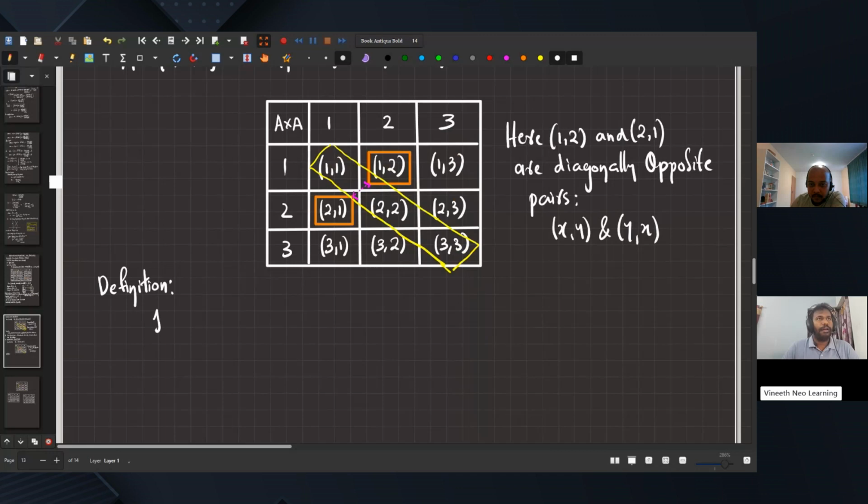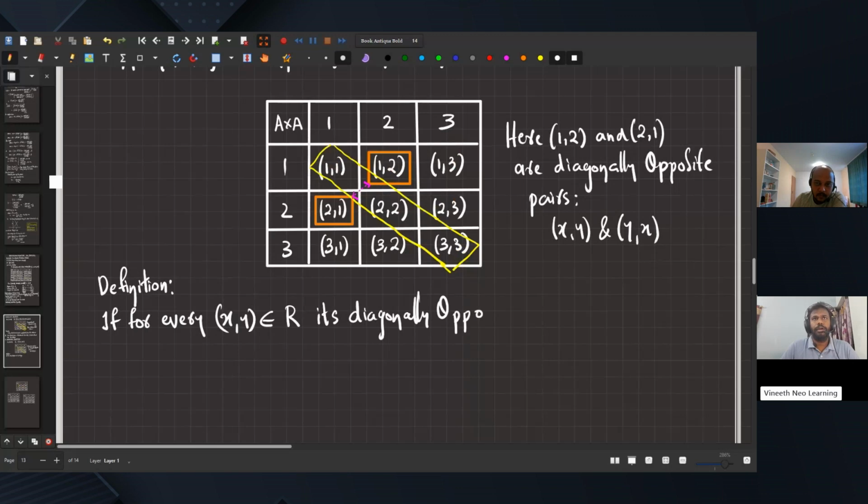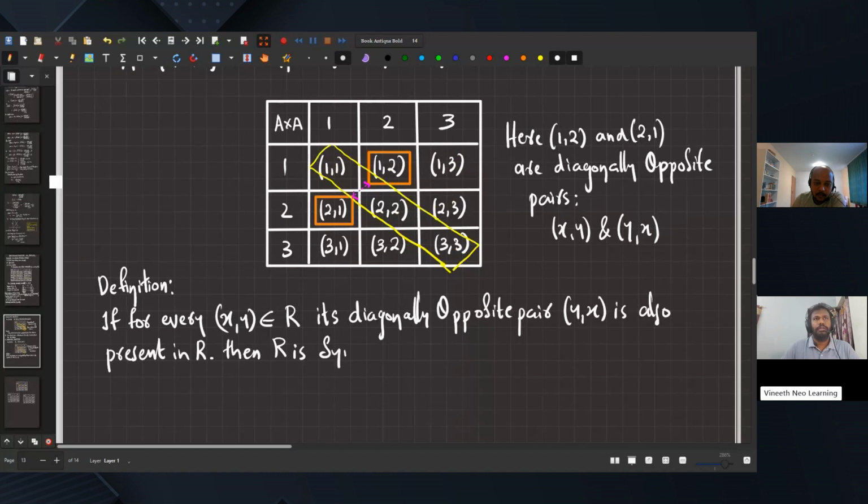Definition: if for every (x,y) element of R, its diagonally opposite pair, or we can say (y,x), is also present in R, then R is symmetric.